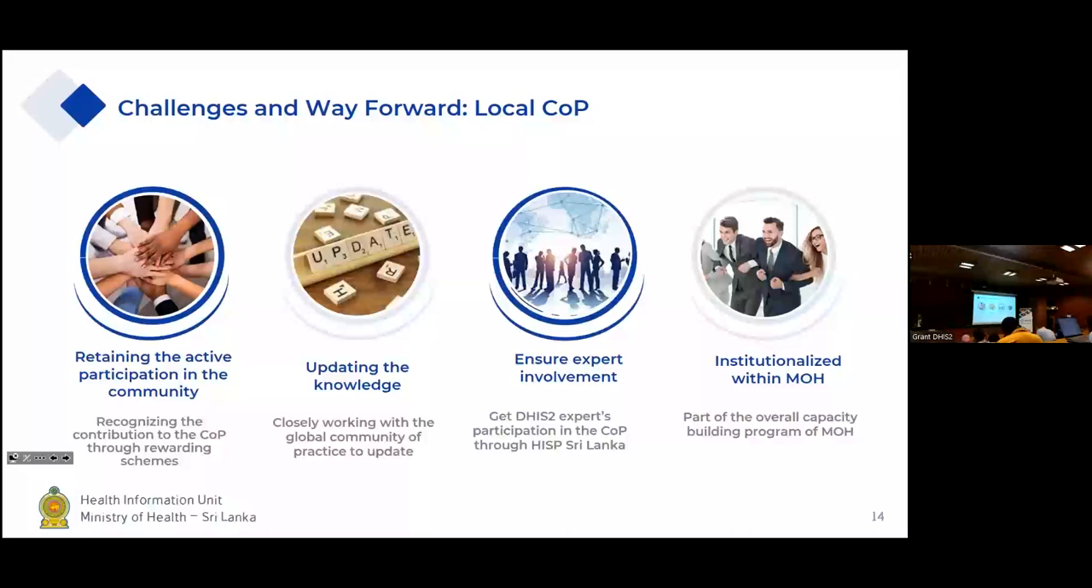Then, most importantly, this capacity building program should be institutionalized within the Ministry of Health, because it is the largest employer of these people. Most of the trainers are absorbed into the ministry. So we need to have a sustained and institutionalized mechanism within the Ministry of Health.